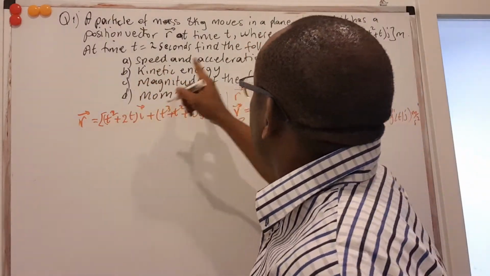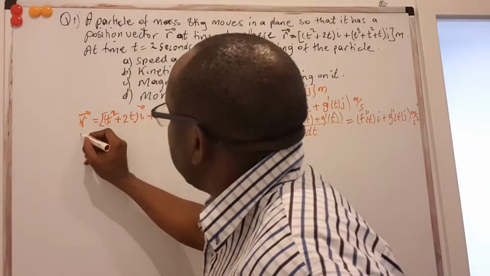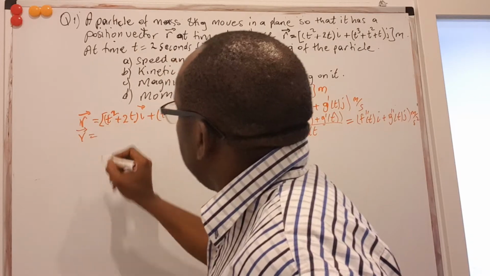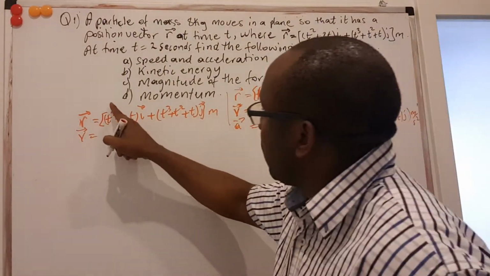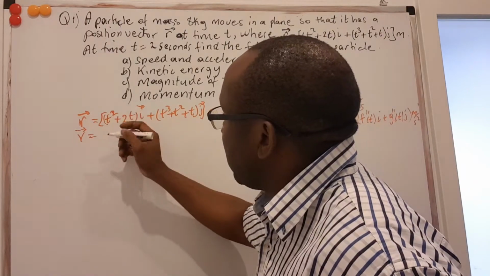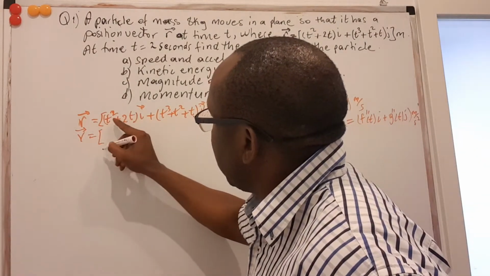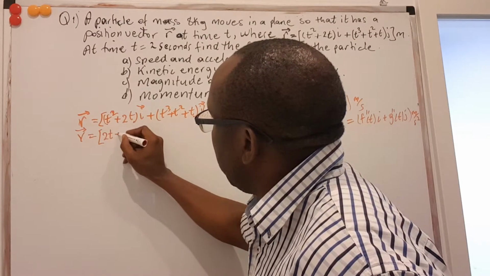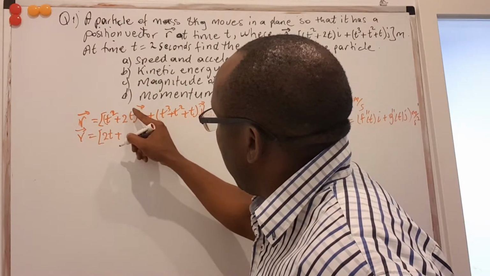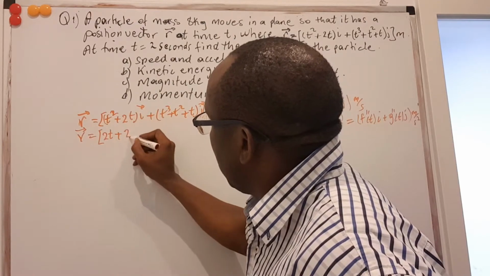To get our speed at the time t equal to 2, first we'll get v. We see here that v is taken as a derivative of each of these. I'll take the derivative of this one, and it's simple. You differentiate it, it is 2t plus, if you differentiate 2t, t is to the power 1, so it just becomes 2.